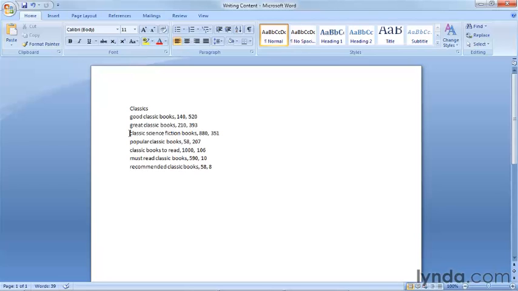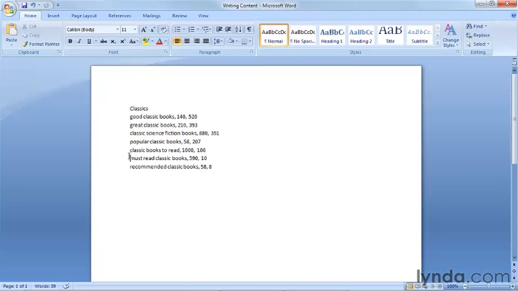Classic science fiction books also has a high search count, although its all in title is also higher. But we only want to use this one if we have reviews on that type of book. Must-read classic books has the next highest number of searches. And with only a 10 all in title, I'd say that it's also a must-use keyword phrase for this page.